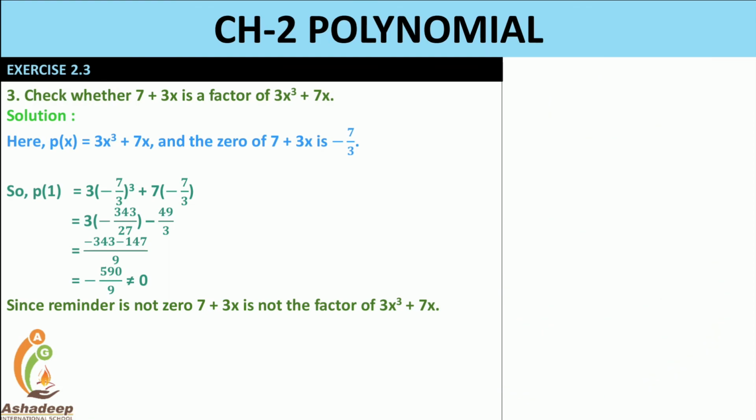Instead of x, we have to put minus 7 by 3. 7 cube is 343, 3 cube is 27. And 7 sevens are 49 by 3. So minus 343 minus 147 minus 590 divided by 9. You take the LCM. Here you need to multiply with 9 and here also with 9.